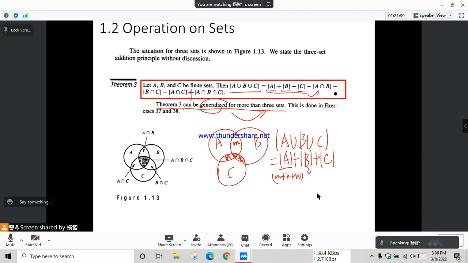And when we add the cardinality of B, we add M and W and T. And C, we also add, is N and W and T. They are added, and M, N and T are counted three times.